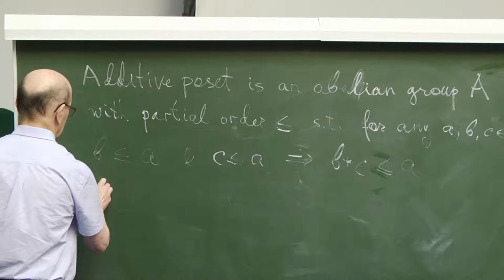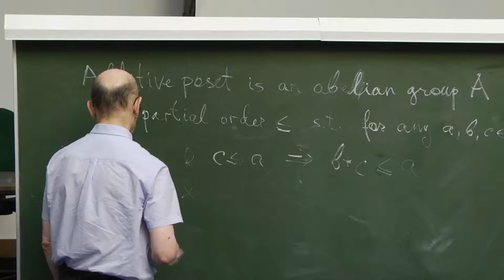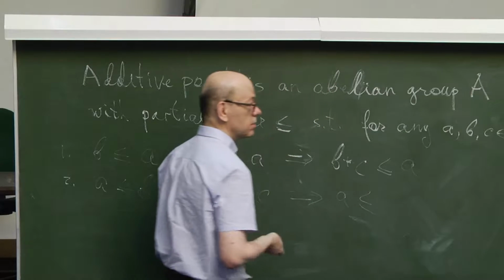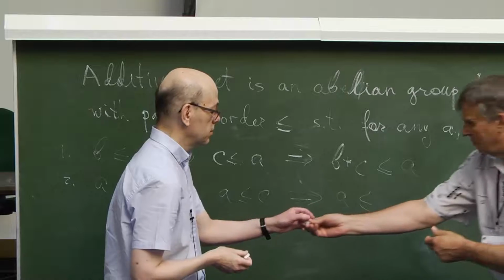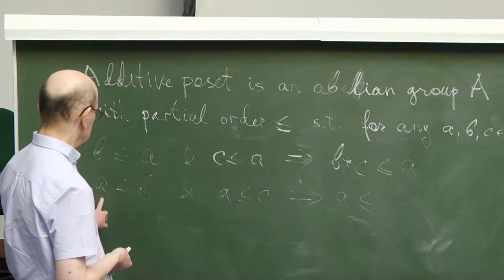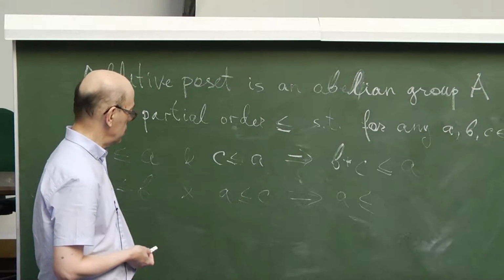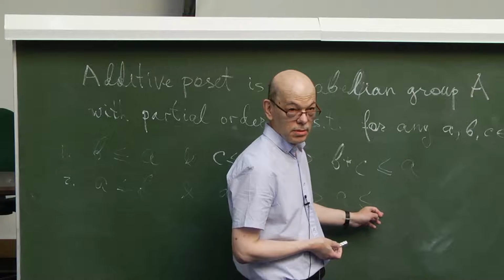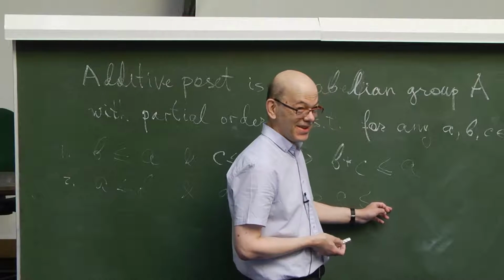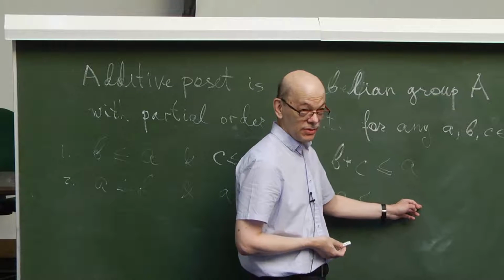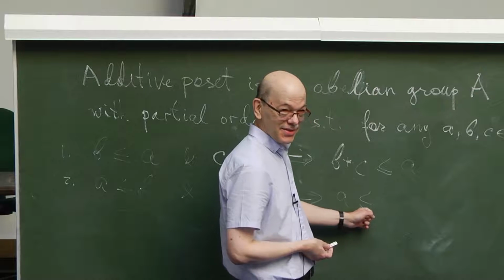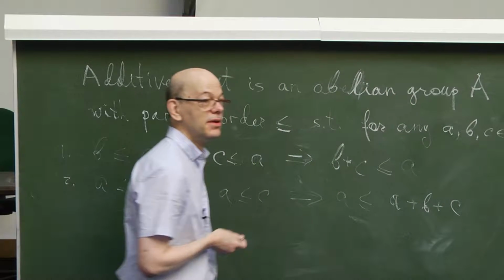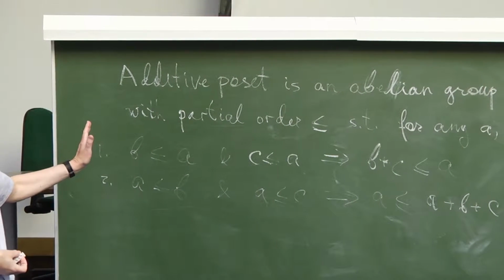And the second condition: if A is smaller than or equal to B, and A is smaller than or equal to C, then A is smaller than or equal to A plus B plus C. So that's the definition of an additive poset.